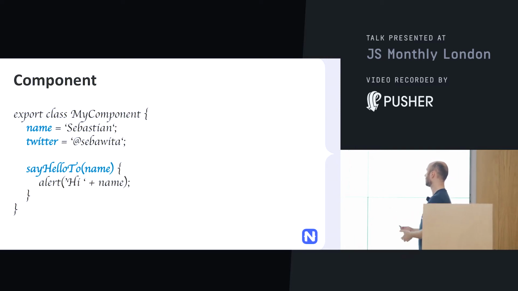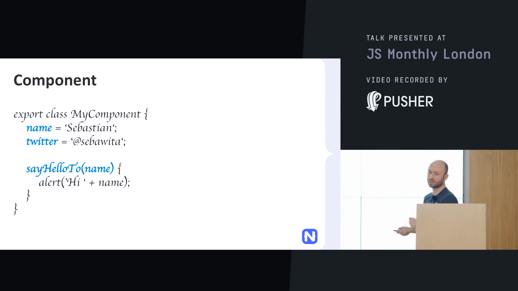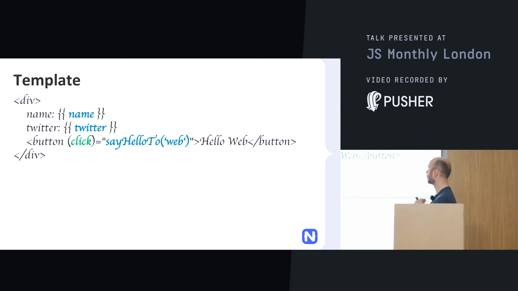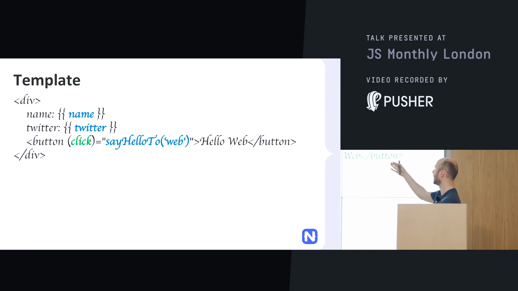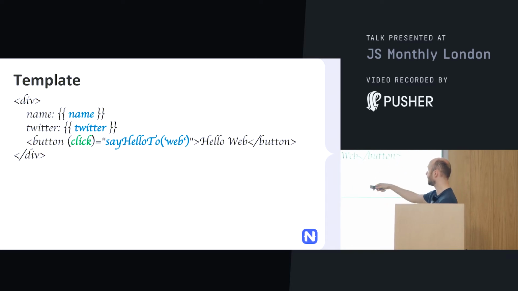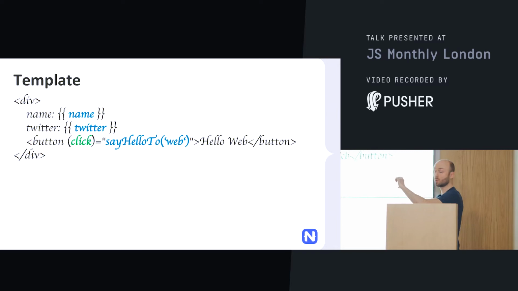So if I call it with anybody's name, then basically we say hi, anybody. Okay, so this is my component, and then property binding for web, I could use, for example, double mustache to bind the name and Twitter to display those values. But also when somebody clicks on the button, I will call the say hello and say hello web, right? So this is how I do on a web application.